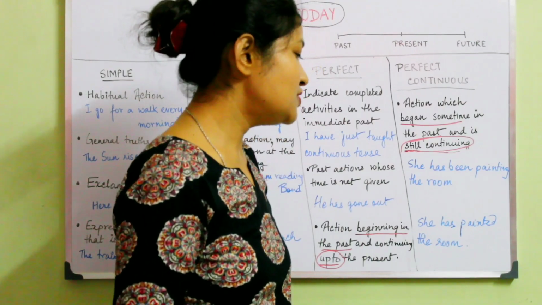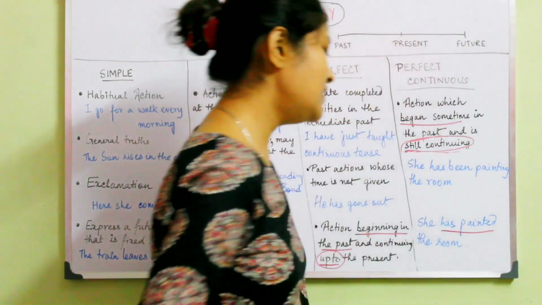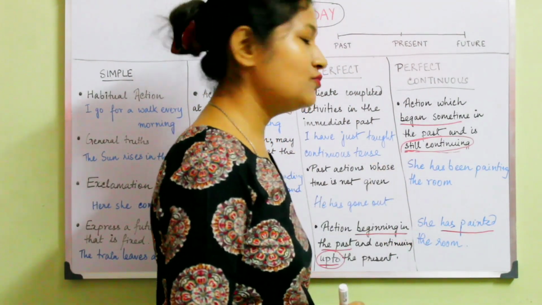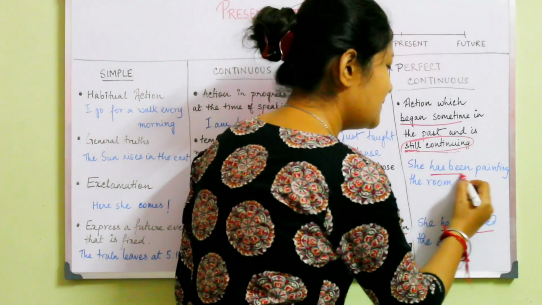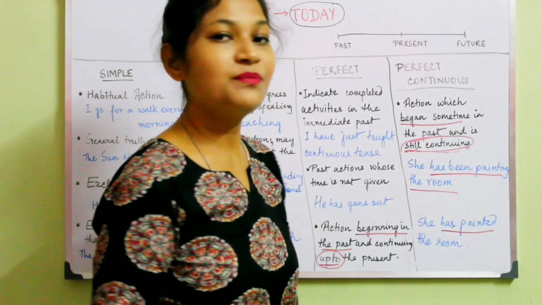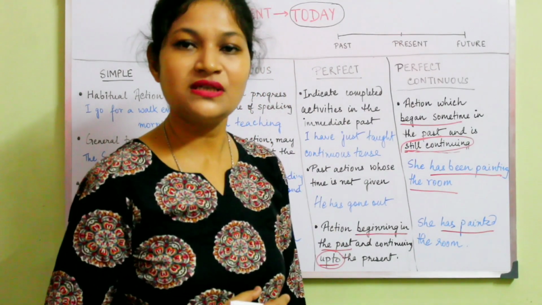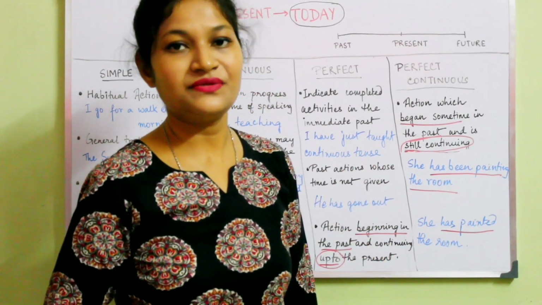In sentence 1, she has painted the room. It indicates a completed activity. She has already painted the room. But in sentence 2, she has been painting the room. An ongoing activity is indicated. She is still painting the room. Thus, another difference between the perfect and the perfect continuous tenses: in perfect tense, a completed activity is indicated. In perfect continuous tense, an ongoing activity is indicated.